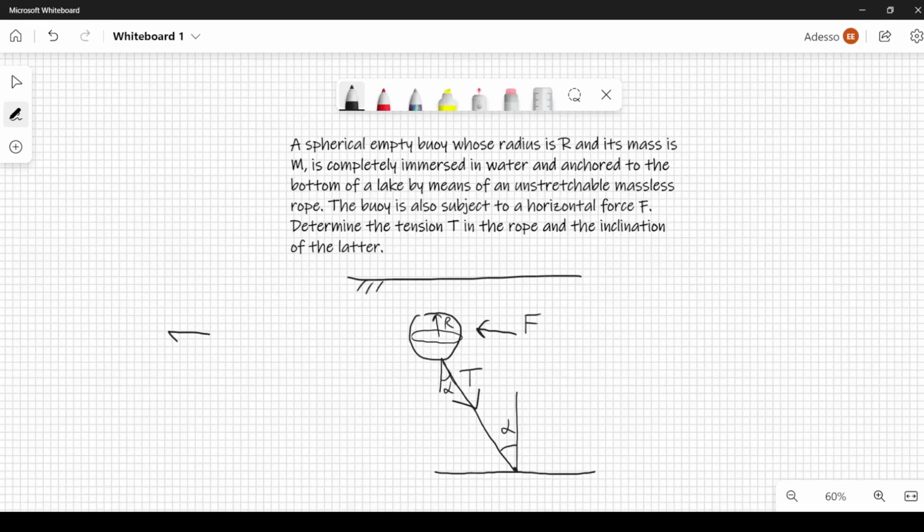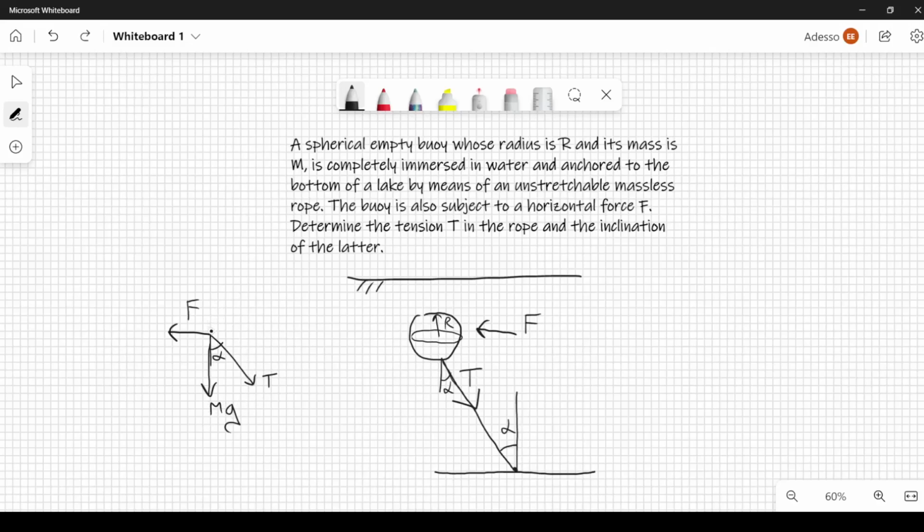So we have the force F, then we have the tension T, which forms an angle alpha with respect to the vertical line, and then we have a force mg, which is due to the weight, due to the mass of the buoy, and the gravitational force is mg.